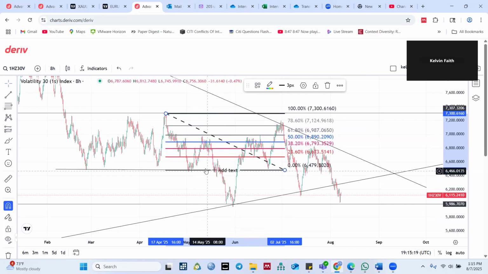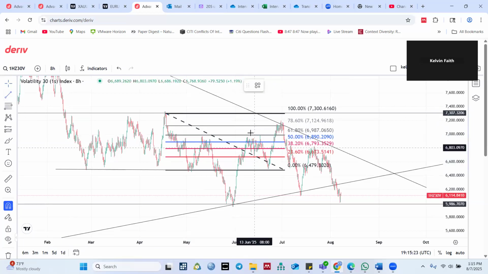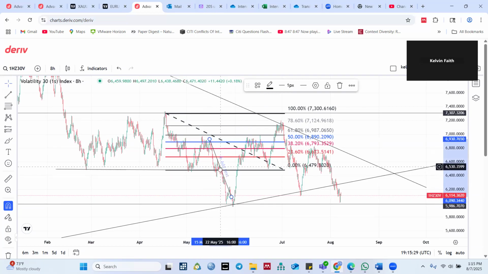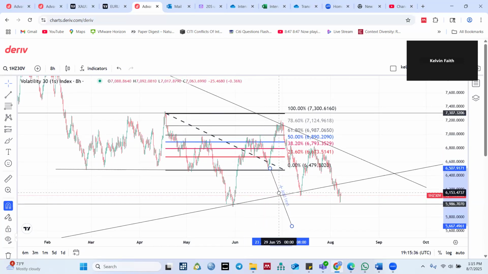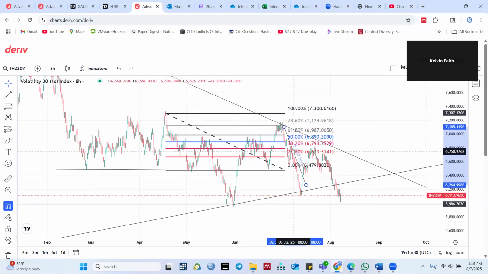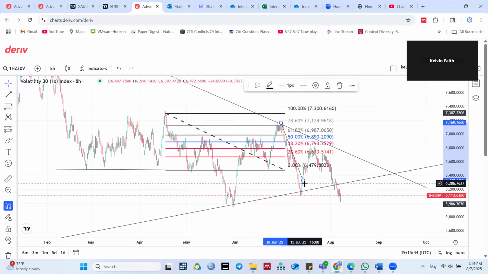Let's see, from this range alone, price pushes up into 50%, between 50 and 61, we got a nice move to the downside. Then it moved up again to the same area. We still got a sell. Then it pushed up into the same premium zone. This is 76.8%. Then we got another strong push.